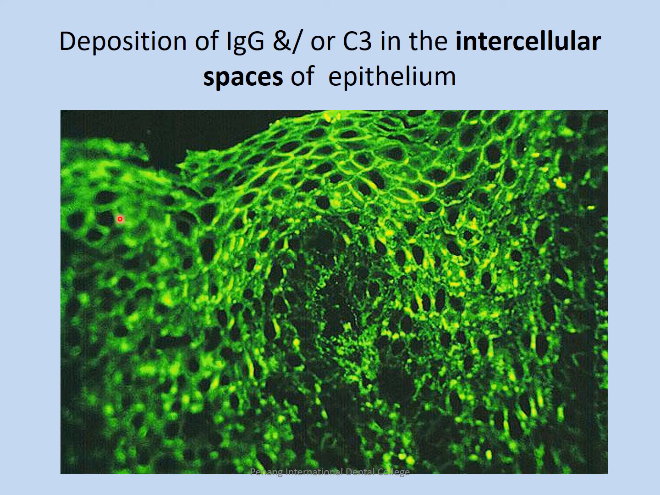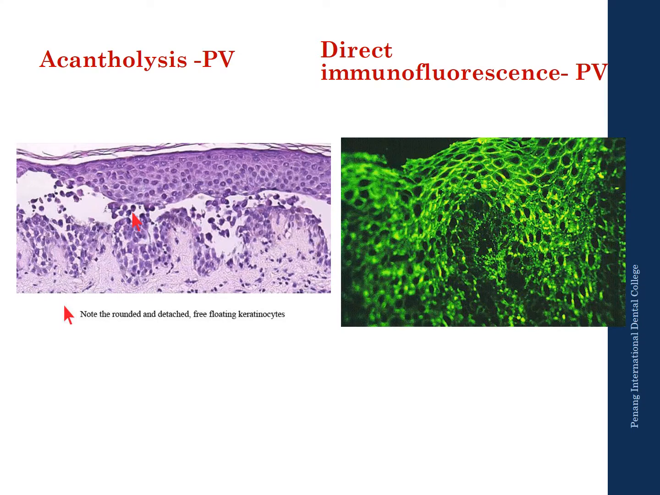So once the fluorophores bind to the antigen antibody reaction, the tissue is visualized under a fluorescent microscope, and then you can see the deposition of IgG and also the C3, complement 3, in the intercellular spaces of the epithelium, which is the area for desmoglein 1 and desmoglein 3. So basically, this is how it looks like. It looks like a fish scale appearance or a chicken wire appearance under fluorescent microscope.